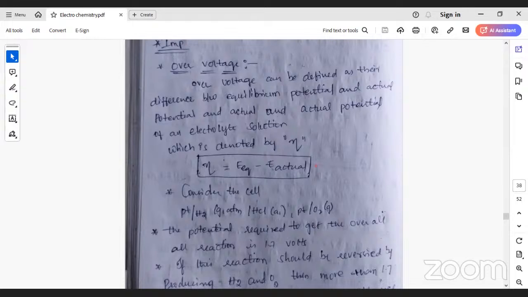Here it is the same. The standard reduction potential of hydrogen is zero when hydrogen is combined with platinum wire. If any metal other than platinum is used for hydrogen, it will show a little bit of voltage. The difference between the two is called over potential.